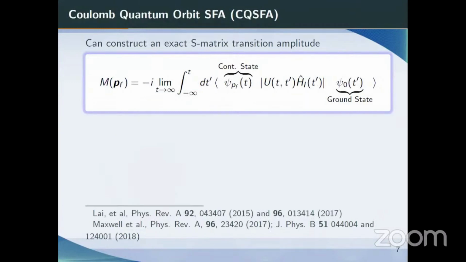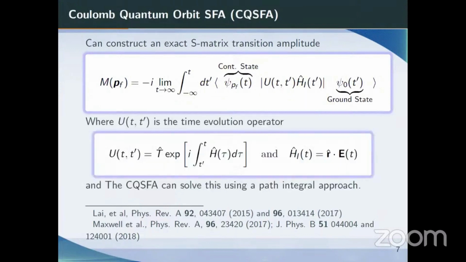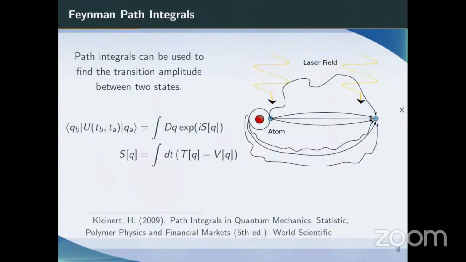and we have this well-known S-matrix transition amplitude, where you have an initial ground state and a final continuum state with a momentum p_f. The difficult object to unpack here is the time evolution operator. There are various approaches to looking at this, but here we use a path integral approach. That is, if you have a propagator for going from state q_a to q_b, you can do a sum over all possible paths and do a functional integral over the semi-classical action.